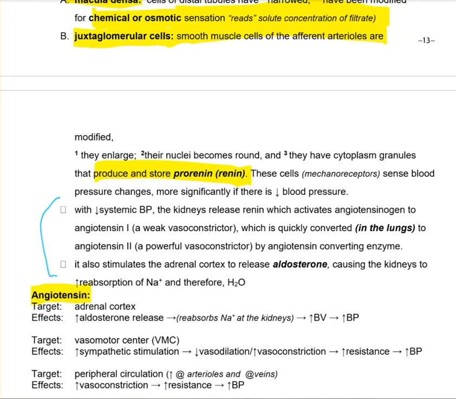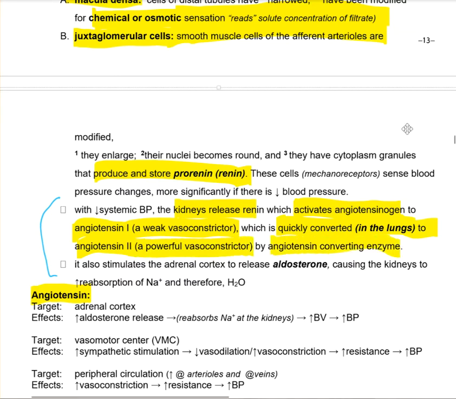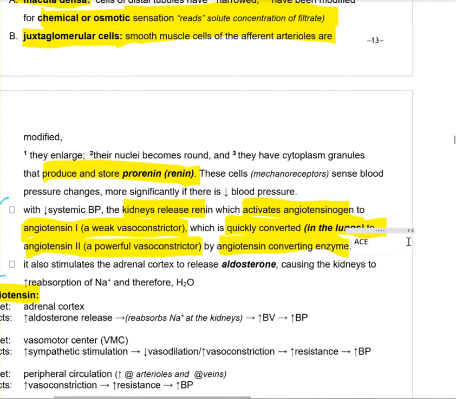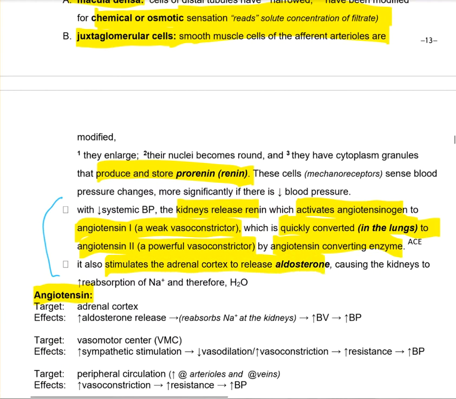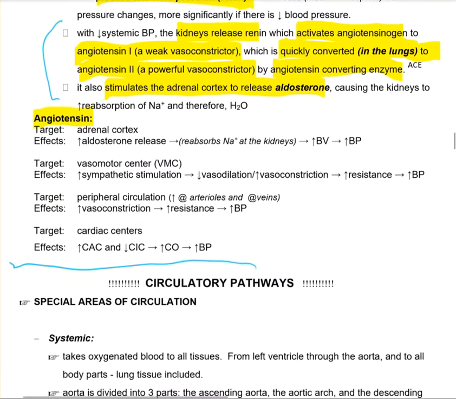Okay, so you can read that if we want. We can say the kidneys release renin. That activates angiotensinogen to angiotensin 1, which is a weak vasoconstrictor. It's quickly converted in the lungs to angiotensin 2, a powerful vasoconstrictor, by angiotensin converting enzyme, which we abbreviated as ACE, right? And it also stimulates the adrenal cortex to release aldosterone, and that then reabsorbs sodium and water follows.